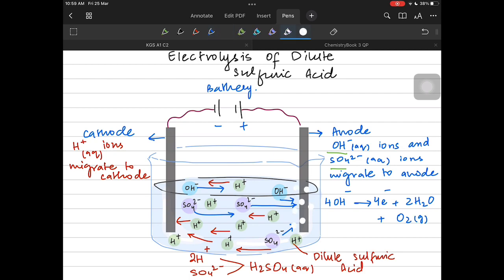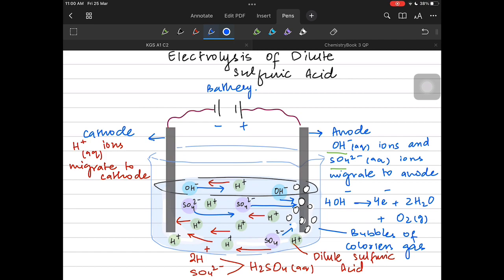So you will see the bubbles of colorless gas, which is actually the bubbles of oxygen gas on the anode. Sulfate ions will migrate, although they won't be discharged. However, OH minus, hydroxide ions will be discharged, and you will see bubbles of colorless gas, which is oxygen gas, evolving at the anode.